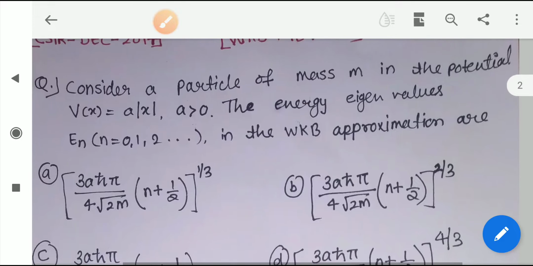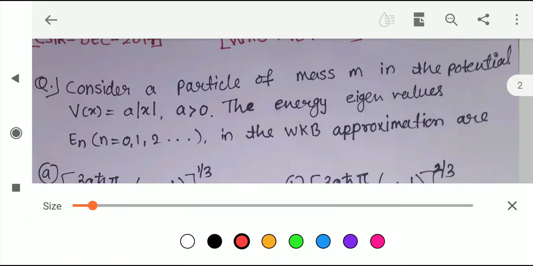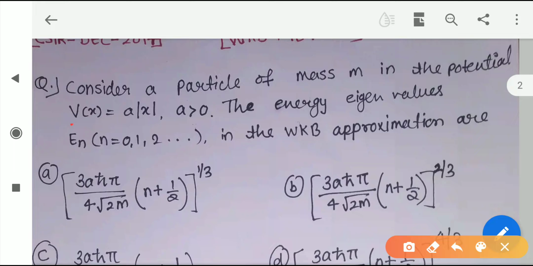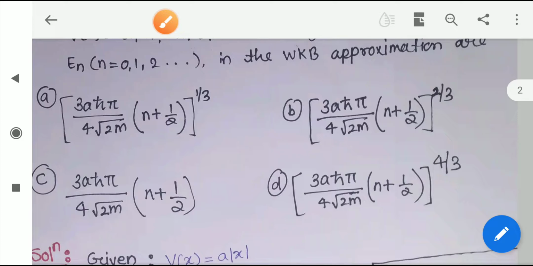Okay. So basically in this question we have been given one potential, that is this potential. Let us mark the potential which is given to us. And in this we have to find out on which power of n this energy eigenvalue depends, by using the WKB approximation method. First, if you see all these four options, you can see all four options have different powers.